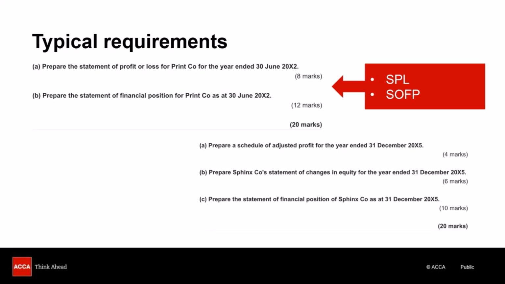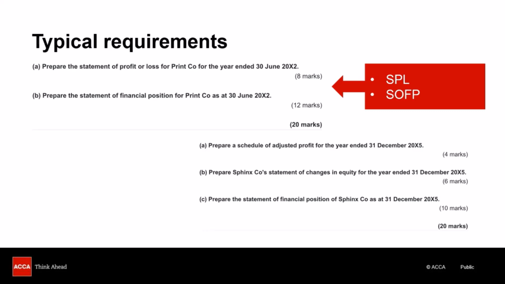Another example of the requirements is where there are three chunks to the 20 mark question. Part A is asking you to make a schedule of adjusted profit for the year ended 31st December 20x5. This is a very commonly tested question. I will show you an example of such a question also, where draft profit is available and you have to make adjustments in it to get the final profit. Then this is leading to a statement of changes in equity and a statement of financial position.